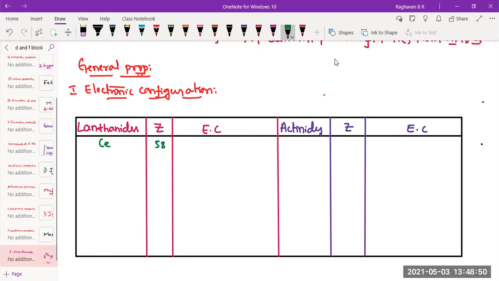Okay, now, cerium is a lanthanide, in the sixth period. So the inner core electron configuration will be xenon. Xenon, 54. Correct? Atomic number 58 means the nearest noble gas previous to that is xenon, 54. Remaining 4 electrons are there. So obviously electrons must be present in F. Correct? So which are all the orbitals that will be filled in lanthanides? So it is 4F.